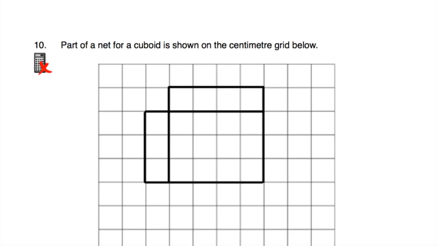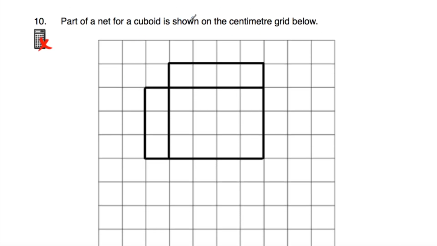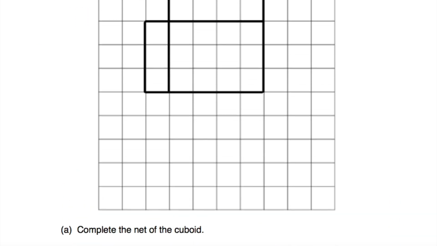Okay, let's look at our next question, question number 10. So question number 10 says, part of a net of a cuboid is shown on the centimeter grid below. So this is a centimeter grid, so each centimeter is 1 centimeter by 1 centimeter. And that means the area of each one of them will be 1 centimeter squared. So this is part of a net of a cuboid. And then if we carry on, it says complete the net of the cuboid.